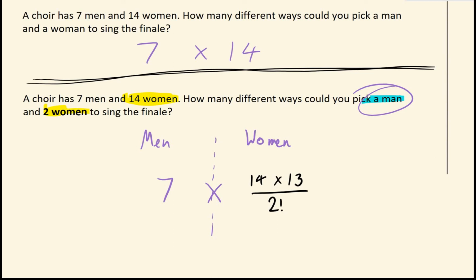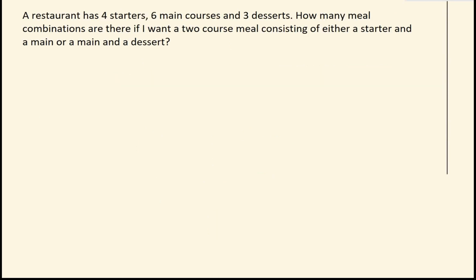Okay, and that's it. I'll go quickly for the last example, which was back on restaurant menus. So you do the same thing here. So the restaurant still has 4 starters, 6 mains and 3 desserts. In this question, we only want a 2-course meal. We either want a starter and a main, or a main and a dessert. Okay, this one is slightly different. Here, because they're completely disjointed, because we're picking either or, we're going to add our answers together.